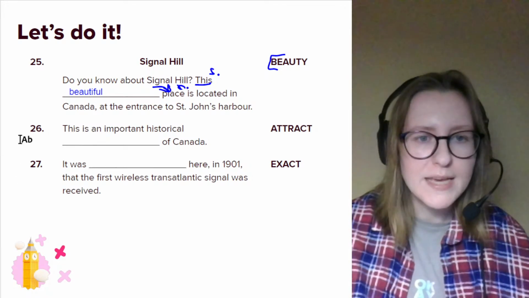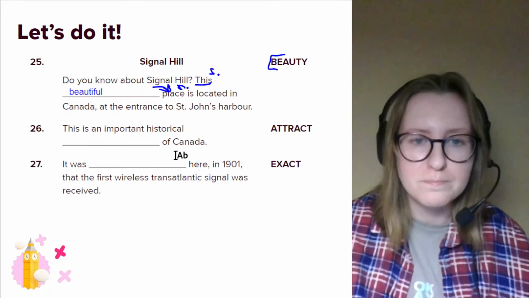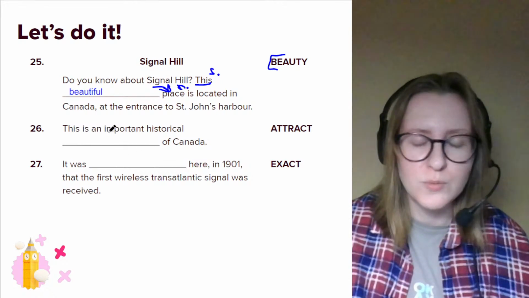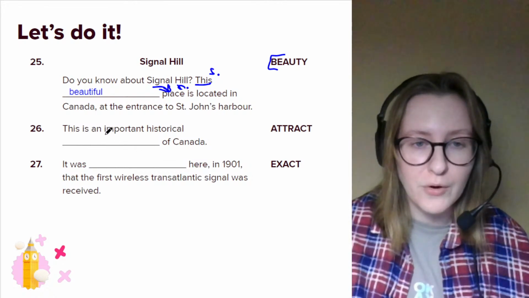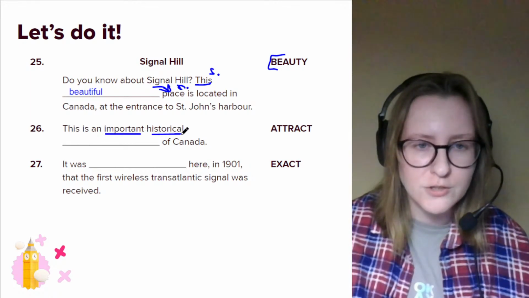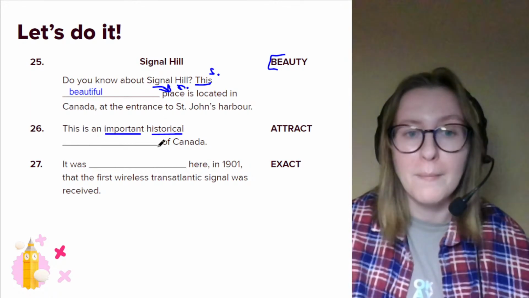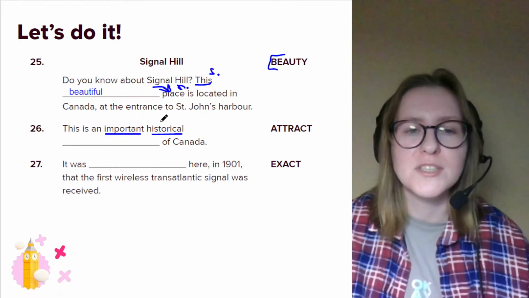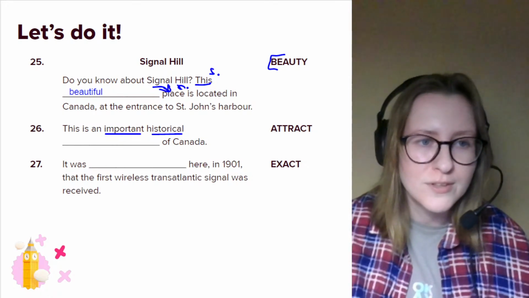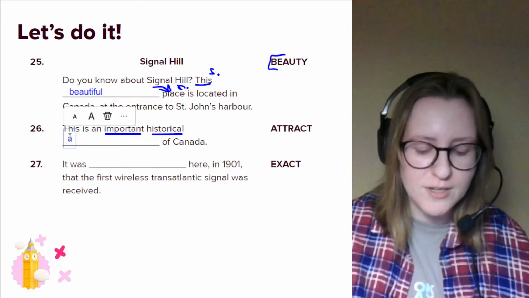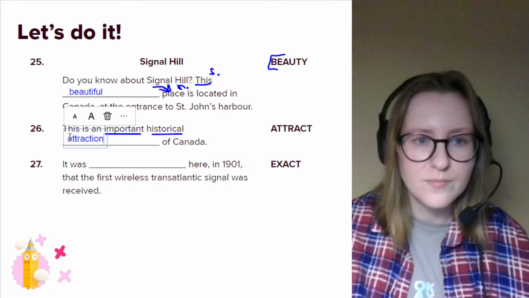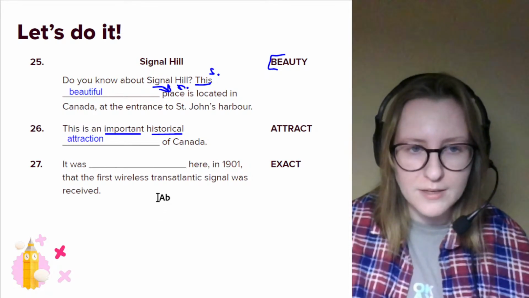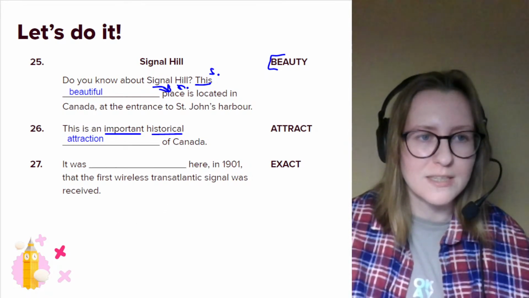Okay, 26. This is an important historical of Canada. Okay, so guys, before our gap, we have adjective, adjective, important and historical. But we don't have a noun, right? So these two adjectives describe our one noun, lucky noun, attraction. This is an important historical attraction of Canada. Okay, 27.